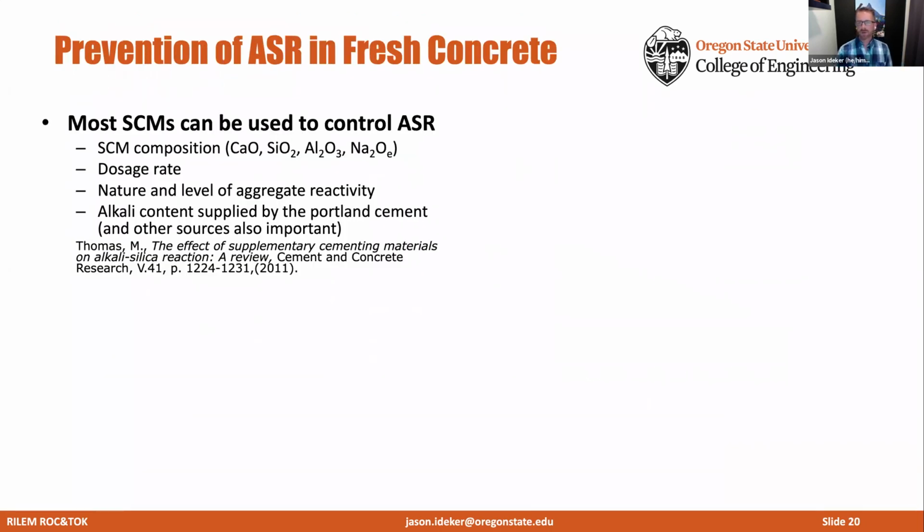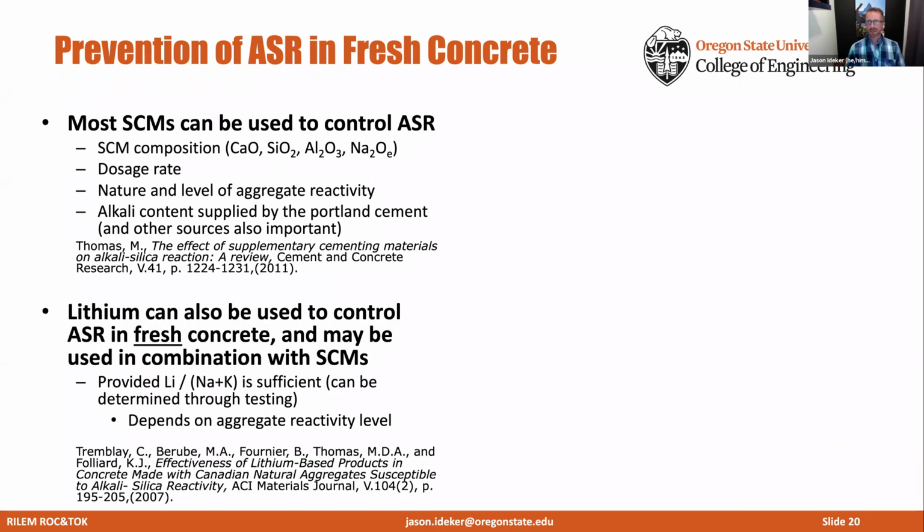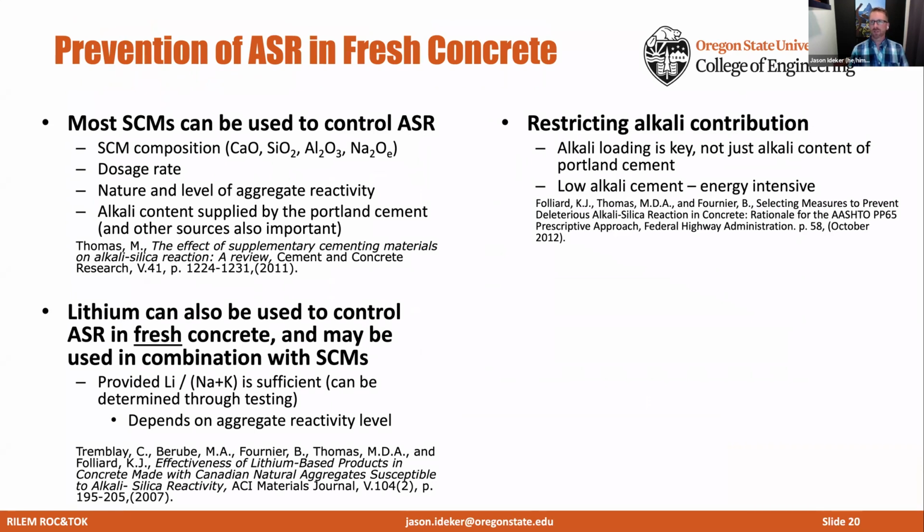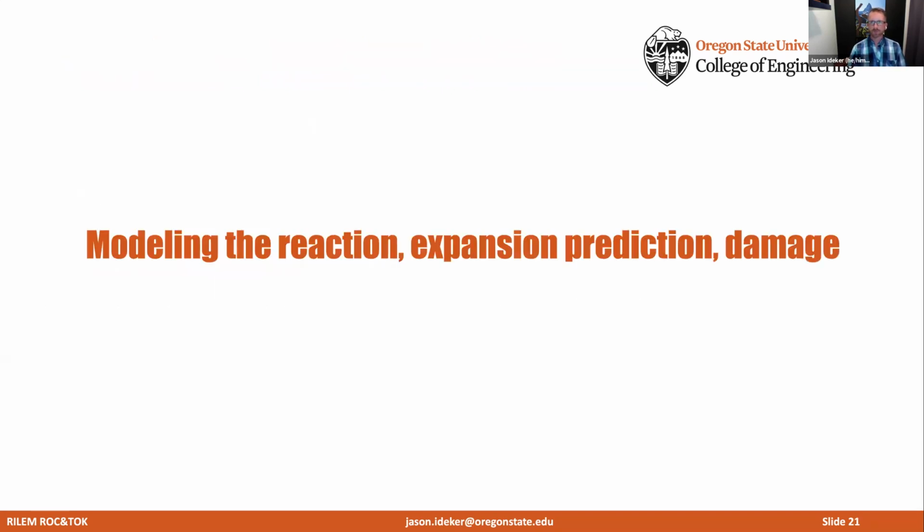So how do we go about preventing ASR in fresh concrete in other ways? We know that lithium can be used to control ASR, and it may also be able to be used in combination with supplementary cementitious materials, but it really depends on the aggregate reactivity level. We also know that restricting the alkali contribution is key. So it's not just the alkali content of the Portland cement, but the total amount of alkalis present in terms of how much you have in kilograms per cubic meter in a concrete mixture.